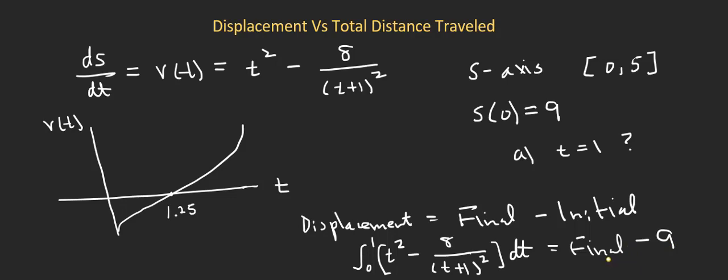So in order to find the final position, what you've got to do is, you could use your calculator to simplify this, evaluate this, and then you add 9. So your final position will be approximately 16 over 3.